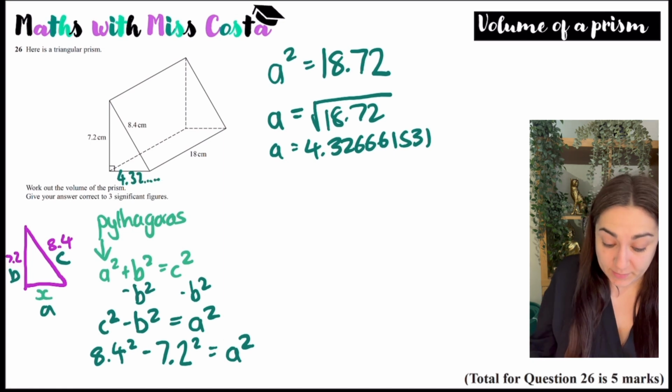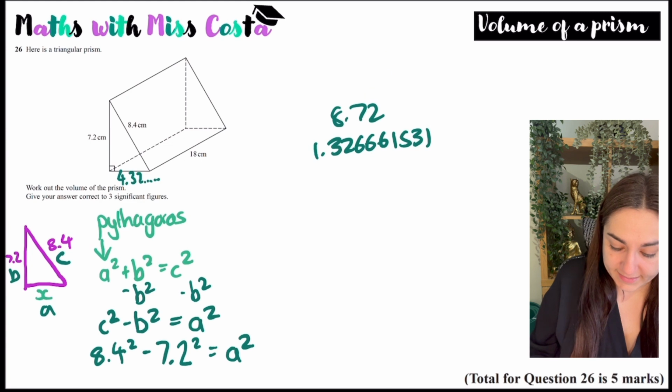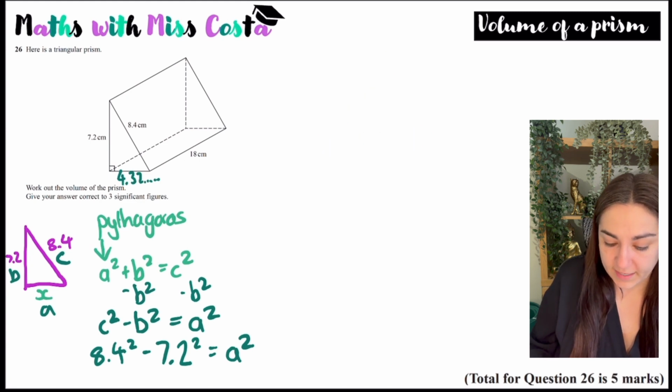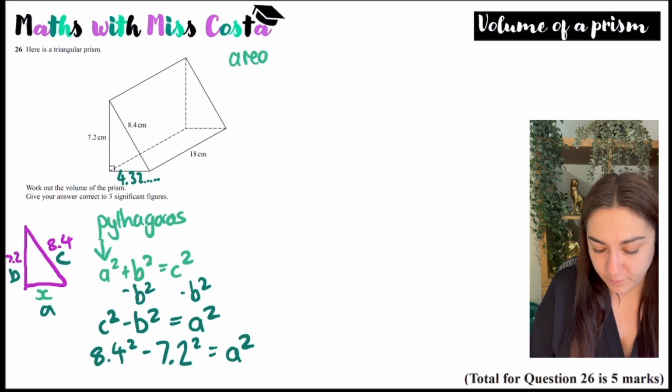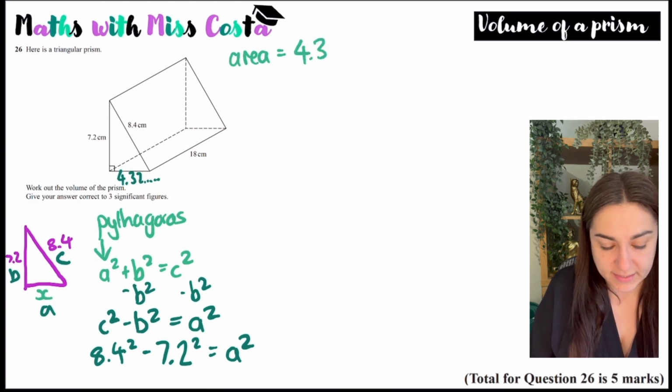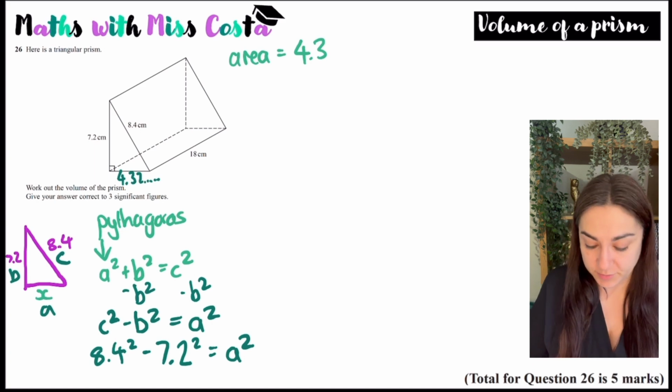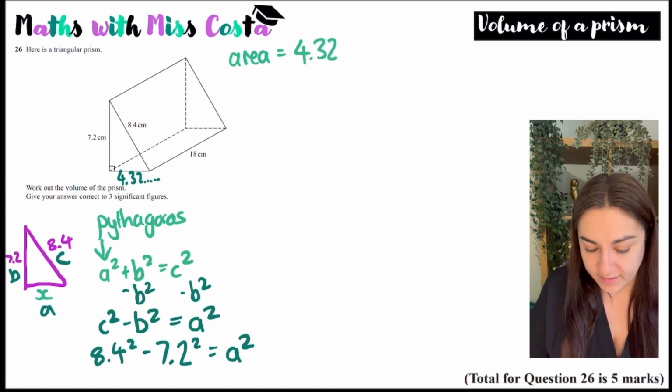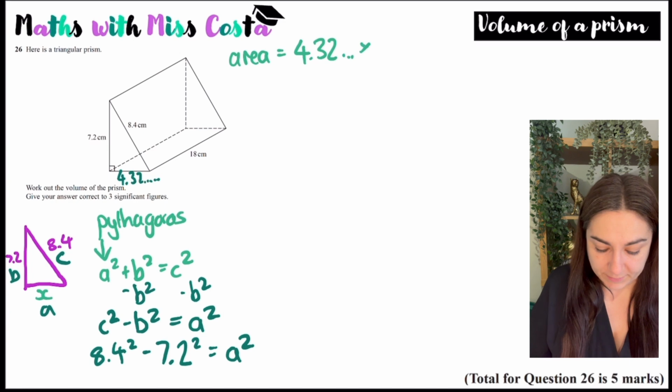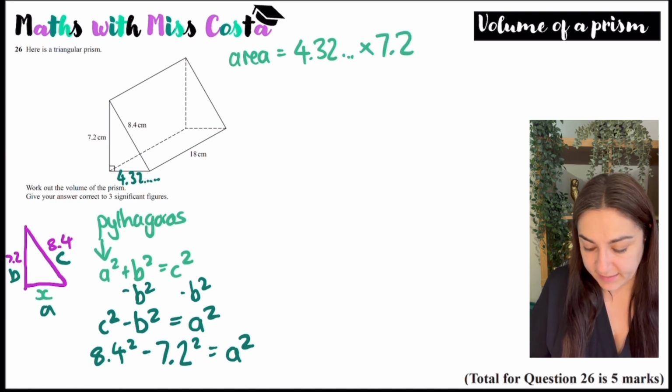Now, what I need to do is work out the area of the front face. So how do I work out the area of a triangle? Like we said before, it's base, which is 4.32, and I can just save that in my calculator. I don't touch my calculator, and then I don't need to write everything out. So I'm going to do base times by height, 7.2, divided by 2.